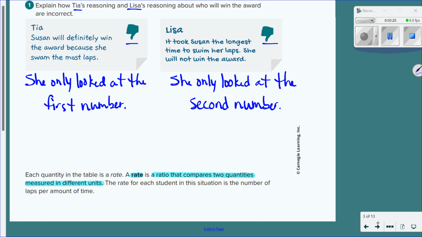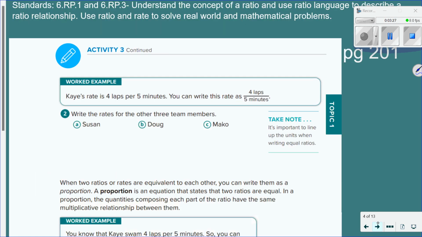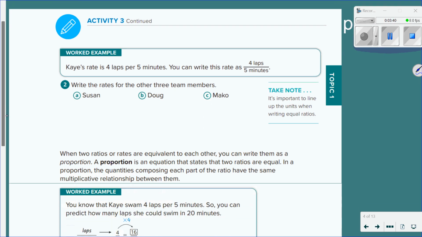It's about writing out all the information so that we know what it is we're comparing, number one. And number two, to get to a point where we have a common comparison so that we can then actually say what are the differences between them. So if I were to take K's rate at 4 laps and 5 minutes, the way we write it is we turn it into fractional form, but I make sure that I include the units.